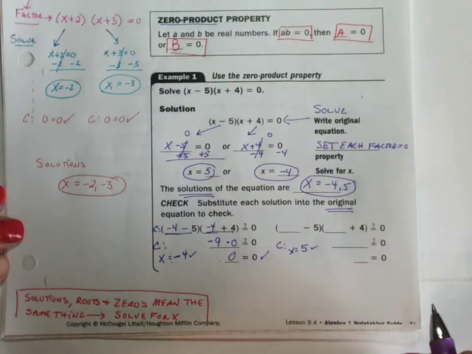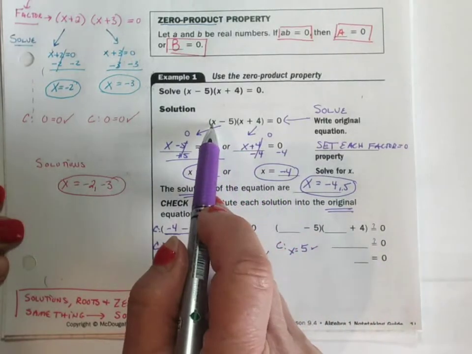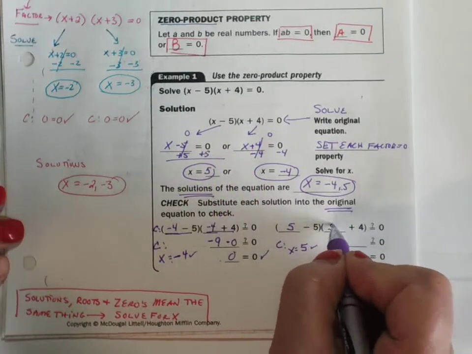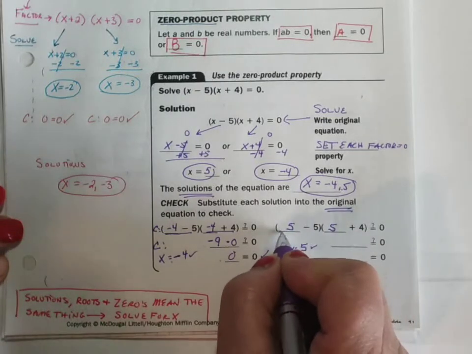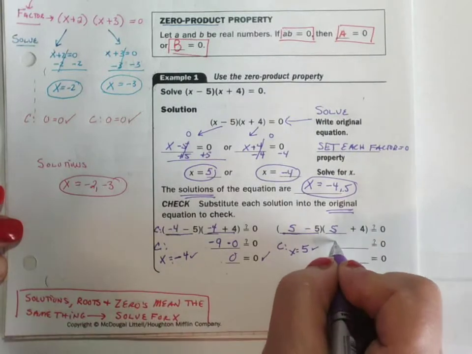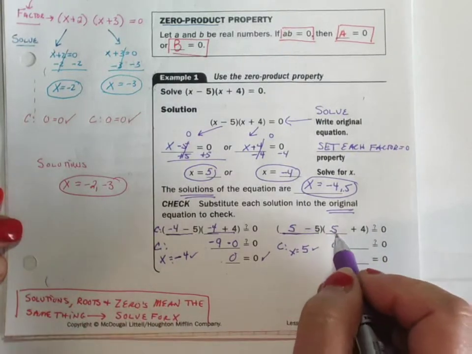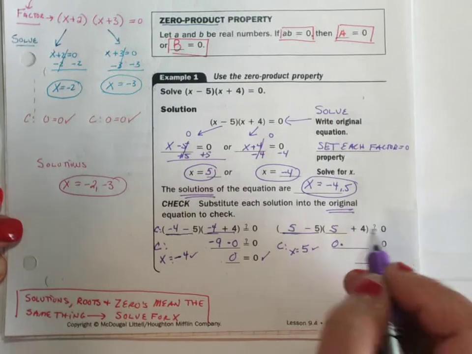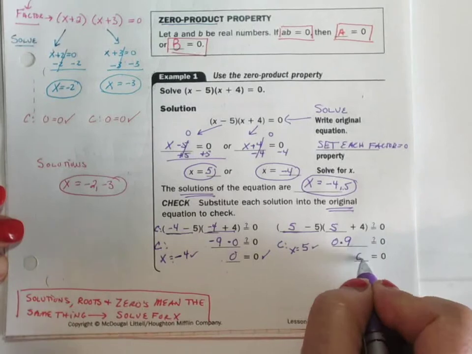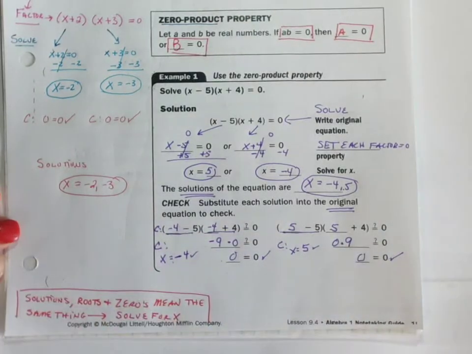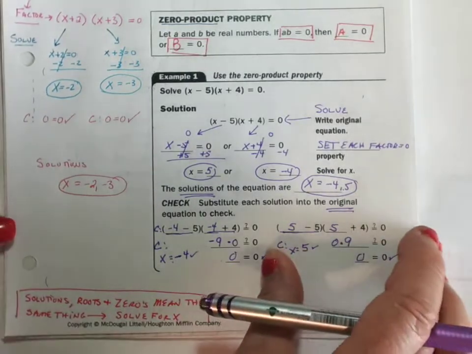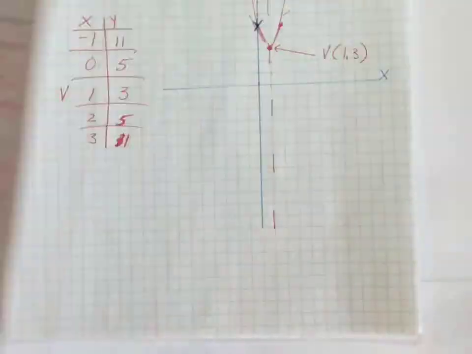Now we're going to check 5, and we're going to go back up here. Where the x is, we replace them with 5. And notice this time, 5 minus 5 is 0 times, and here's 5 plus 4, 9. Multiply these, 0 equals 0, cha-ching, it checks. Okay, so we're going to skip the next page.